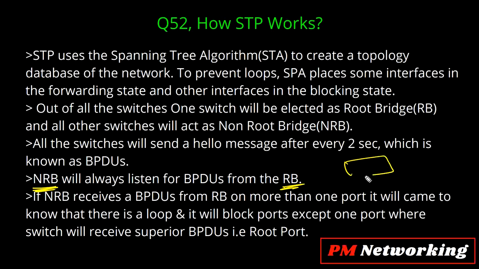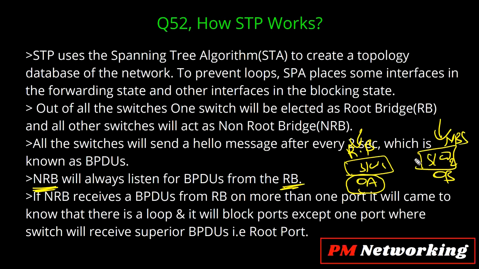So suppose we have 2 switches, switch 1 and switch 2. Suppose the MAC address of this switch is 0A and of this switch is 0B. So the bridge ID of this switch will be lower than that of this switch. Bridge ID is a combination of priority plus MAC address. By default the priority is the same on both, so by lowest MAC address this switch will become the root bridge switch and this switch will become the non-root bridge switch.